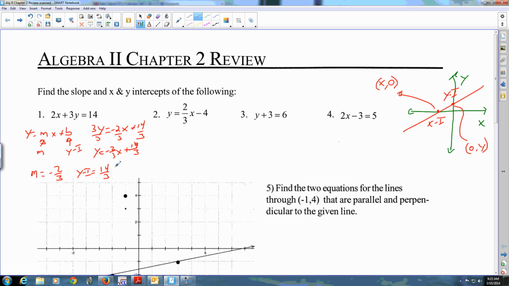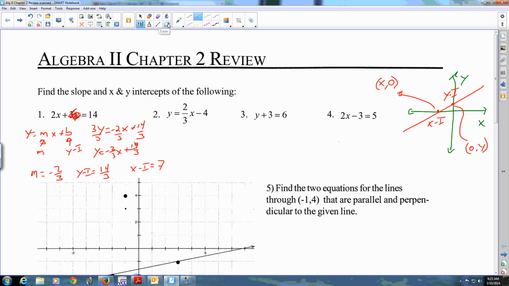So the only thing left is to find your x-intercept. Now remember, when you have an x-intercept, your y is 0. So you fill in a 0 for y. 3 times 0 is 0. 2x is 14. So your x-intercept is 7. Divide by 2 and you got 7.